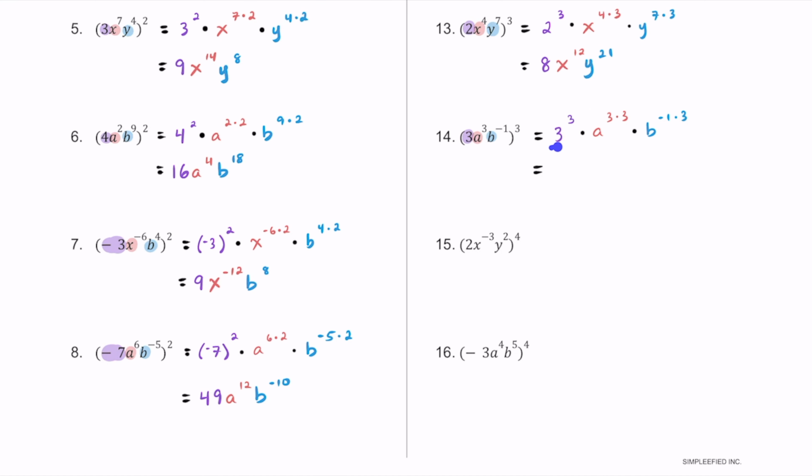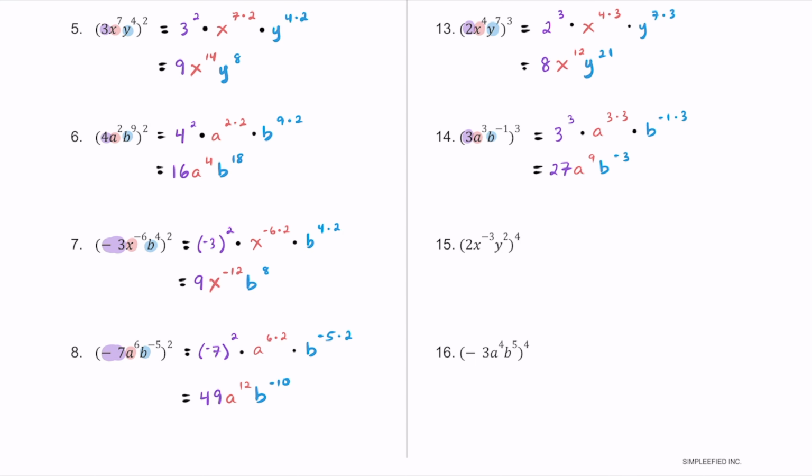Putting these all together, 3 to the 3rd power is 3 times 3 times 3, which is 27. So I'm going to write 27 here. Then for a's exponents, using that power of a power property, 3 times 3 is going to be 9, so that's going to be times a to the 9th power. And then for b, we have negative 1 times 3, which is negative 3. So we're going to say times b to the negative 3rd power.